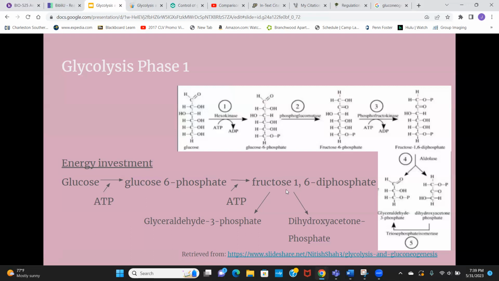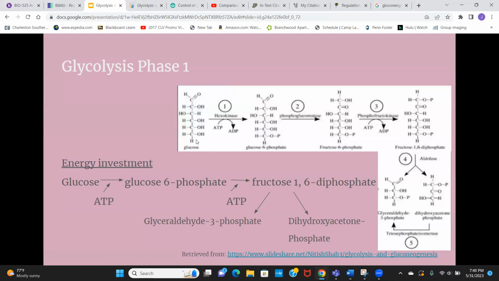And so as we start modifying glucose into this modified sugar, eventually this modified sugar is going to split into two, okay? We get two 3-carbon sugars, but they're different from one another. So we're going to get glyceraldehyde 3-phosphate and dihydroxyacetone phosphate, okay? This is your overview, okay? This is where we're getting to. This is just the energy investment phase. So now let's break it down. Let's go over it little bit by little bit, okay?